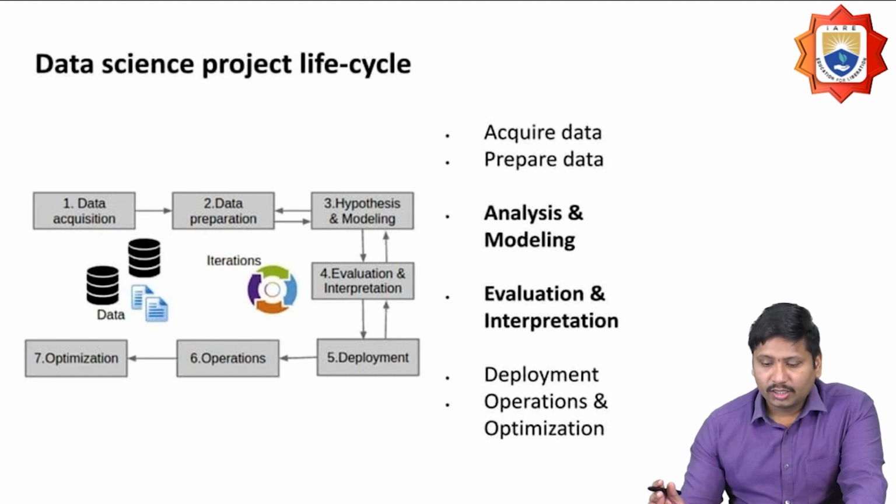Once the model is done, we perform the evaluation and then interpretation. This means we evaluate, and then interpret the data. Once that is done, we go for the deployment. Once the deployment is done, we find what kind of operations we can perform on it, and what kind of automation we also have to perform. So these are the various tasks and steps we have to follow in a data science project life cycle.